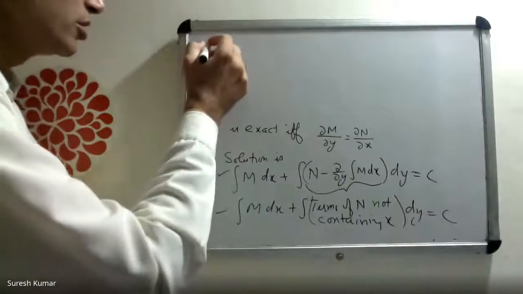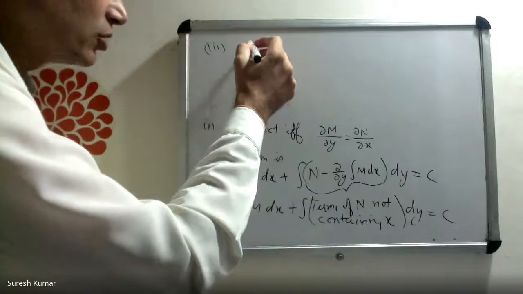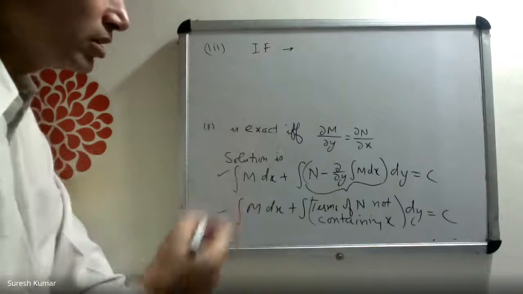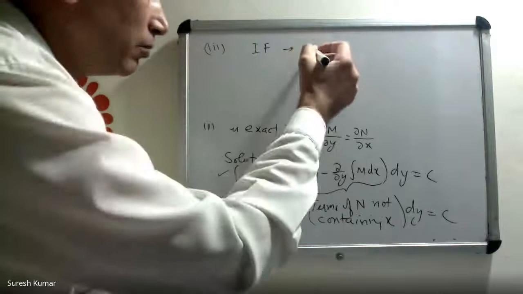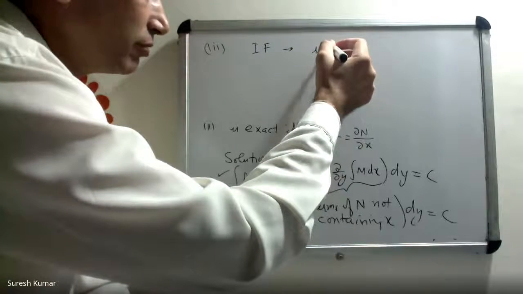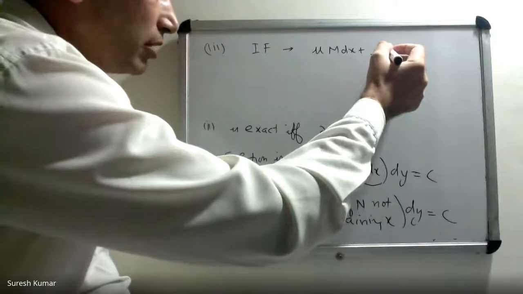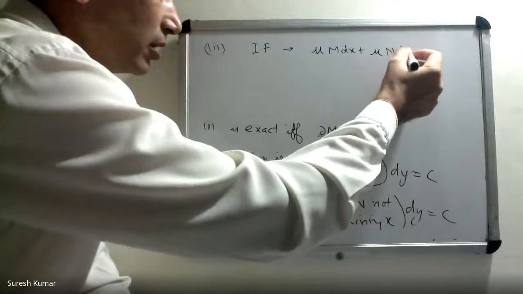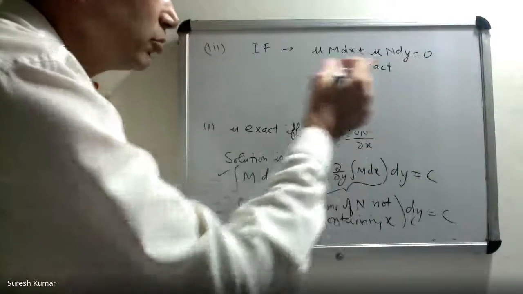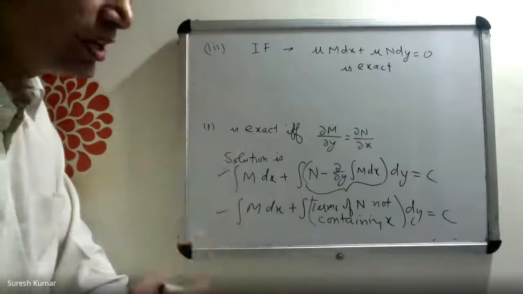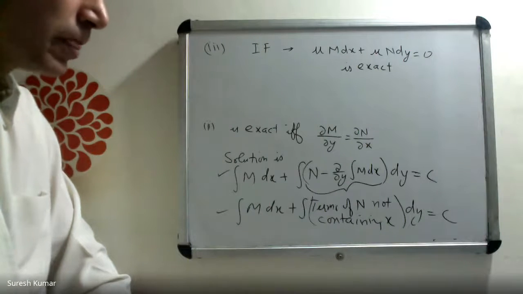Third point about exact differential equations, that is integrating factor. What is integrating factor? For M dx plus N dy equal to 0, mu is integrating factor if mu M dx plus mu N dy equal to 0 is exact. Means if you multiply the differential equation by mu and it becomes exact, then mu is integrating factor.